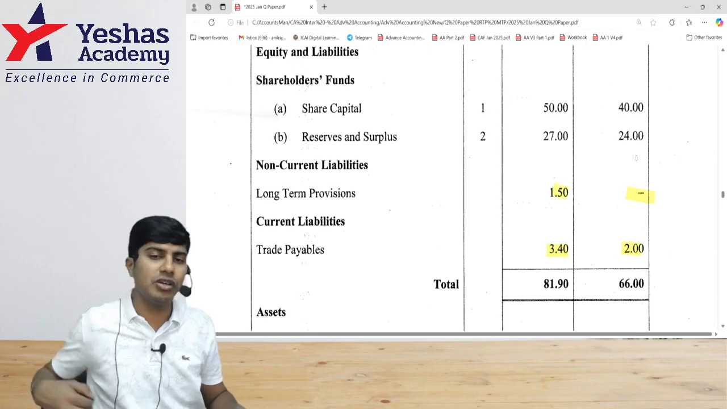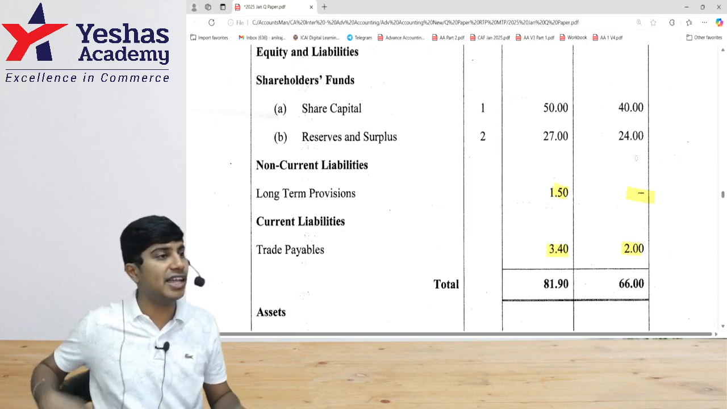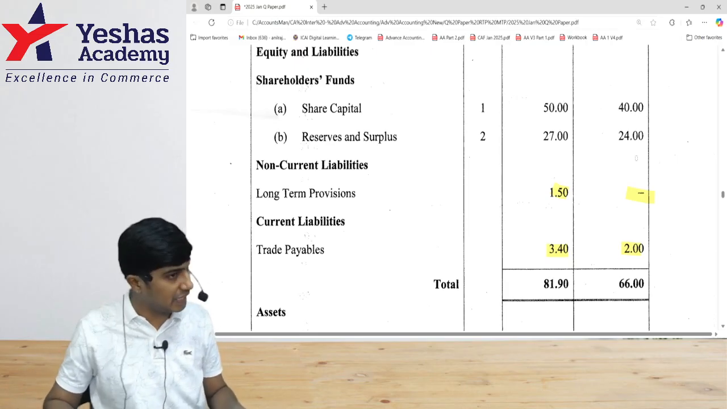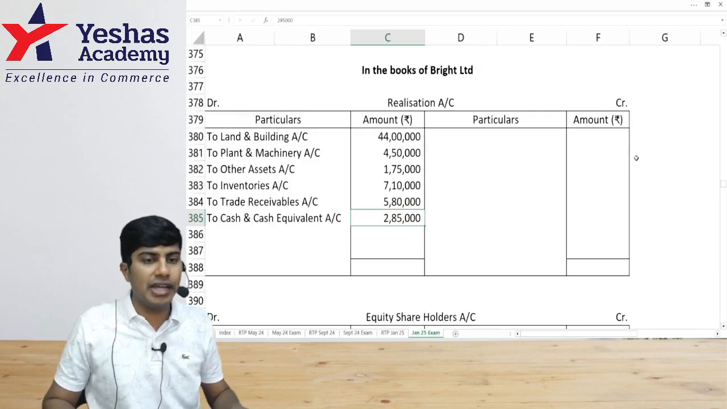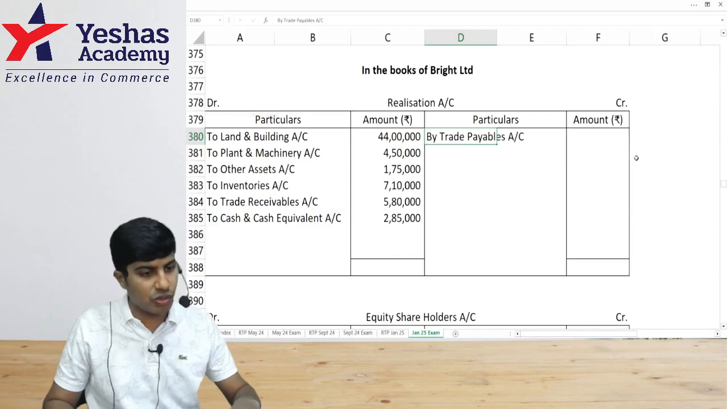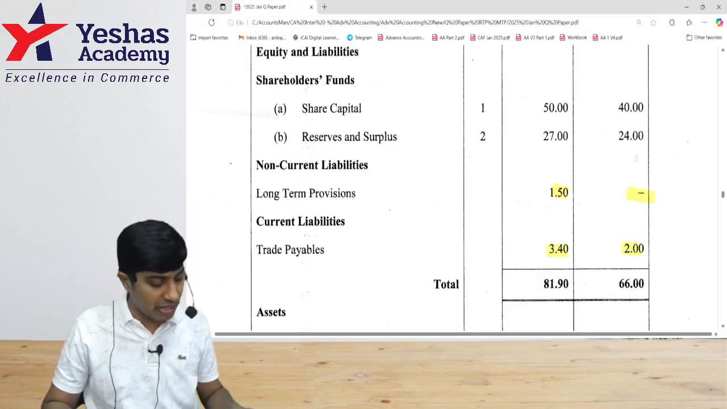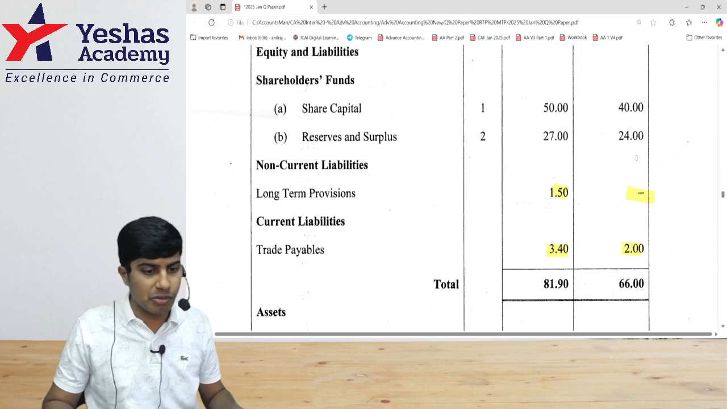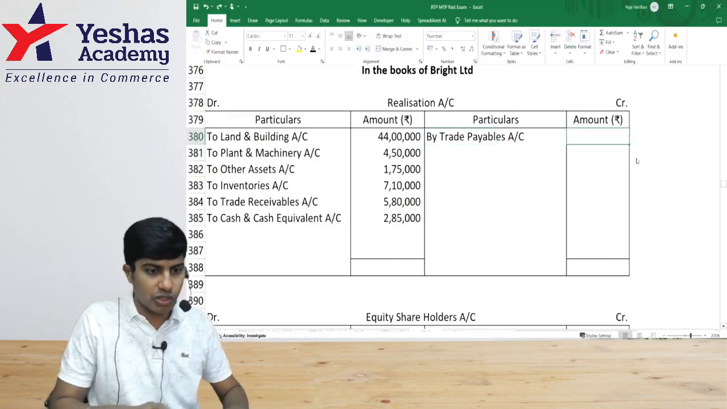So what is the entry to transfer liabilities? Very simple. Liability has to be debited, realization account has to be credited. Entry will be liability account debit to realization. In realization account, I'll write by trade payables. How much is by trade payables? 2 lakhs. Let me write here 2 lakhs.